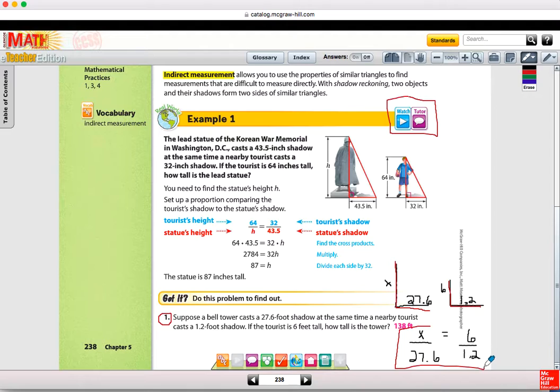I went ahead and wrote down the height of the bell tower over its shadow, the height of the person over its shadow. That X can be moved around into different places, but you just want to make sure and use the corresponding sides when you're solving. When I do cross multiply and divide for this example, I get that the tower is 138 feet tall.